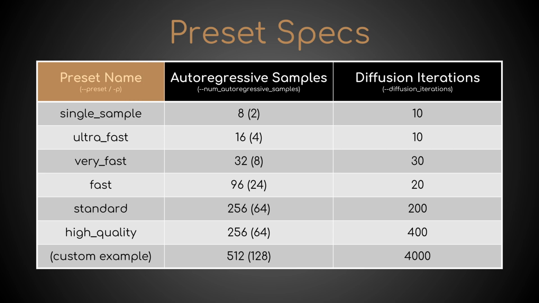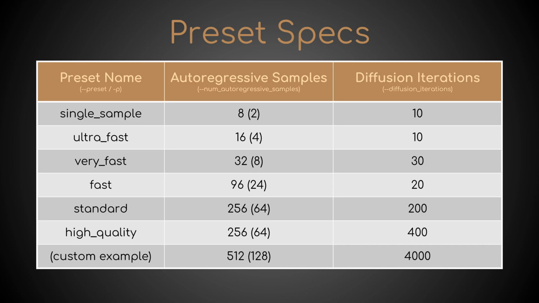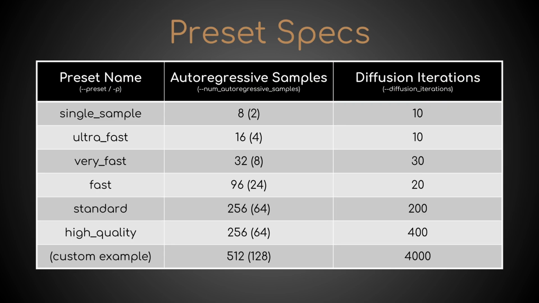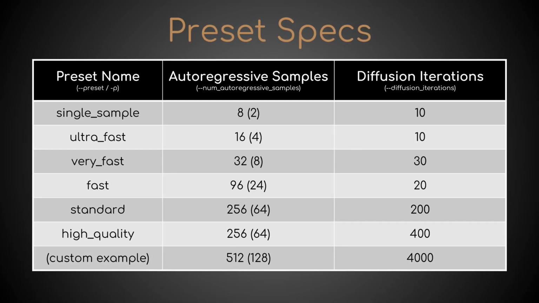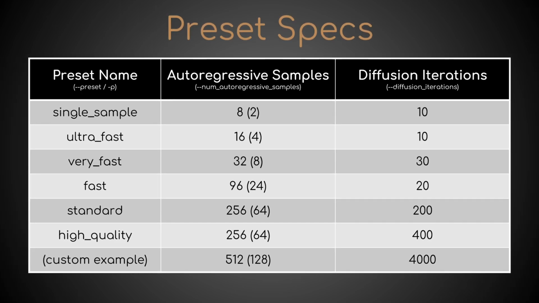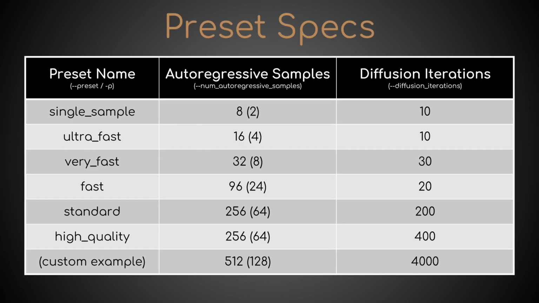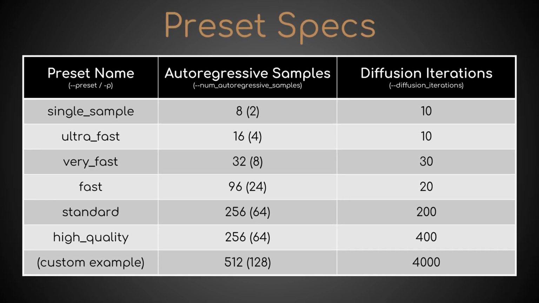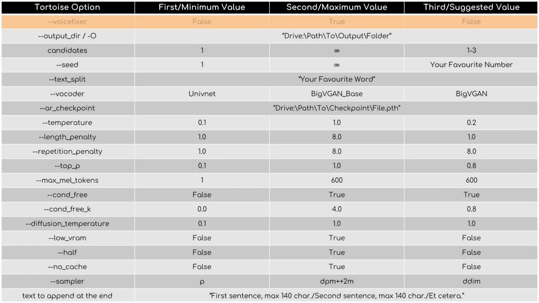There are 6 presets, each with an increasing number of autoregressive samples and diffusion iterations, resulting in higher quality. In fact, the more samples and iterations that are set, the greater the chance of creating a compelling voice and refining it, respectively. Of course, the more there are, the greater is also the cost in computing time, so choose them wisely. Voice Fixer should be set to false, since it's pretty bad.